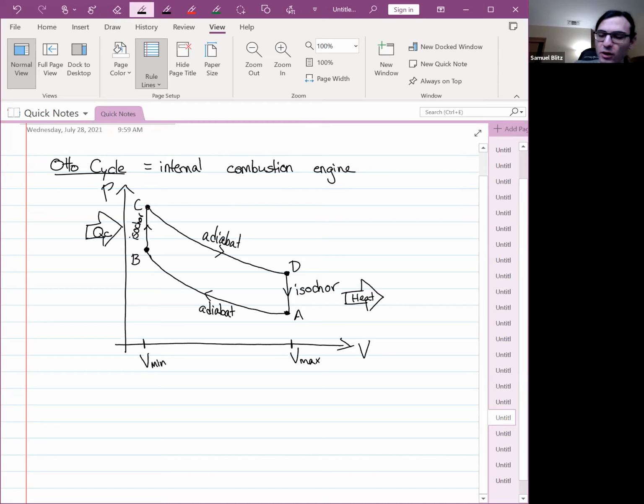So in a real, sorry, that should be QH, not QC. In this engine, there actually is no hot reservoir.